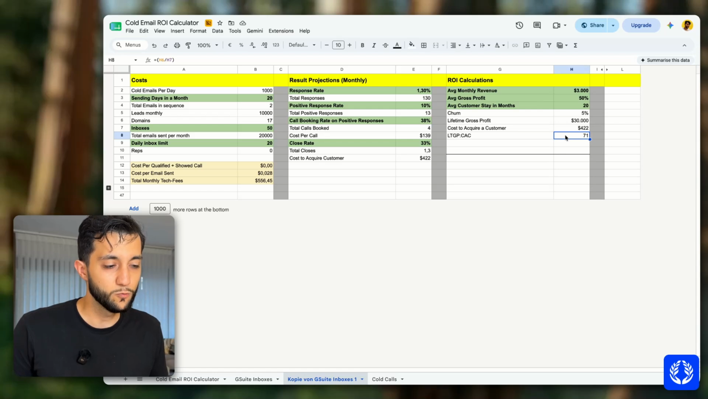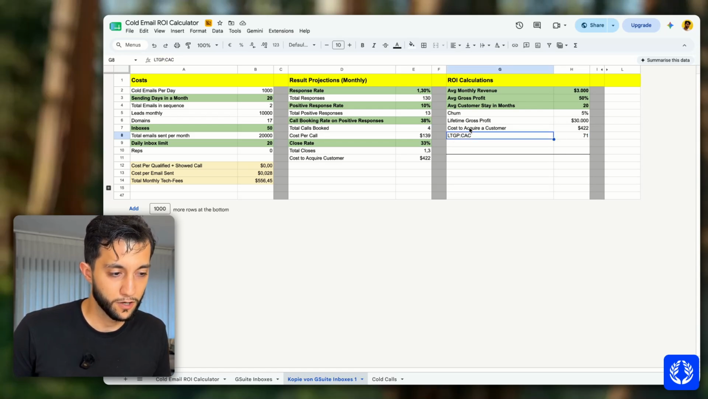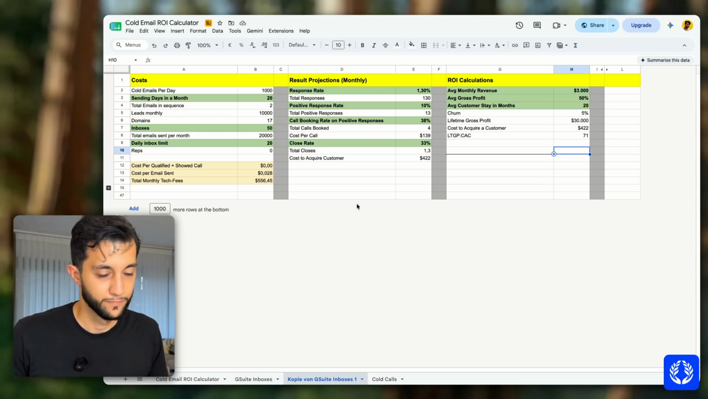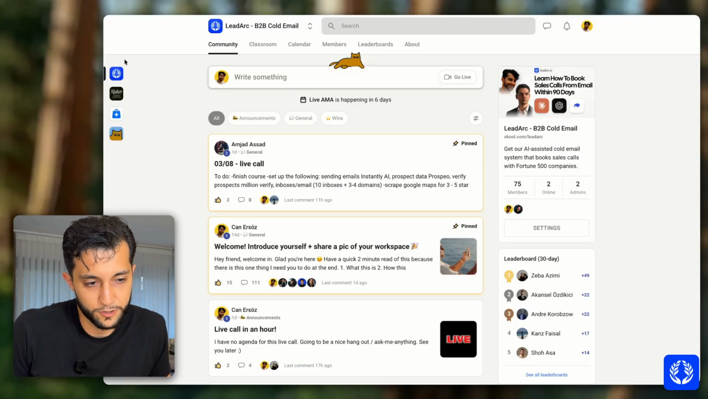So you get a 71-to-1 ratio between lifetime gross profit and the cost to acquire a customer. So for every dollar you spend on the system, you get 71 back. It's cold outreach, bro. Like, it just works.